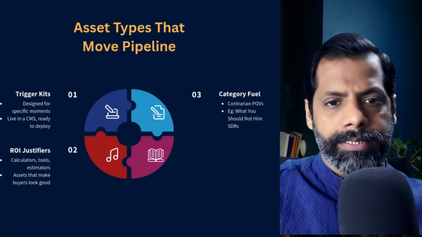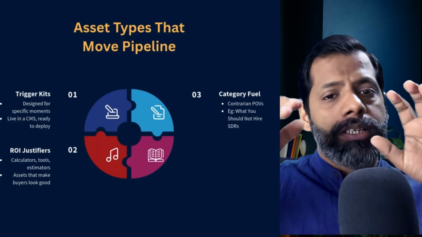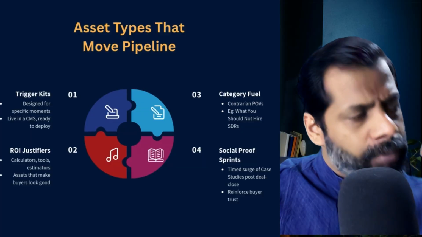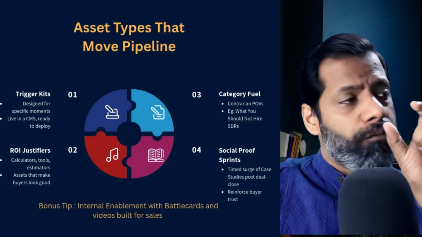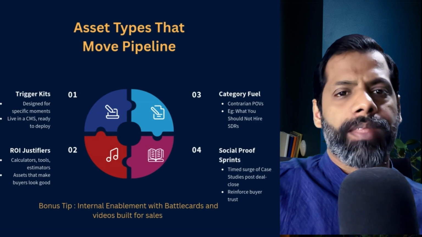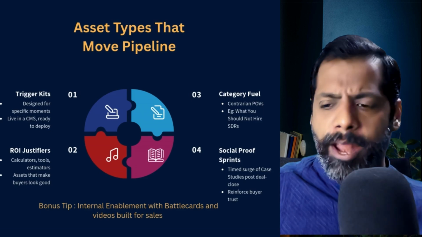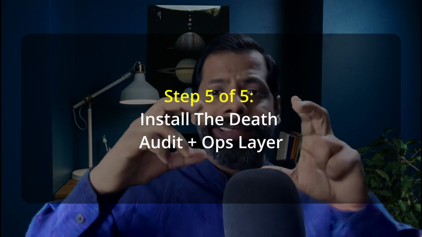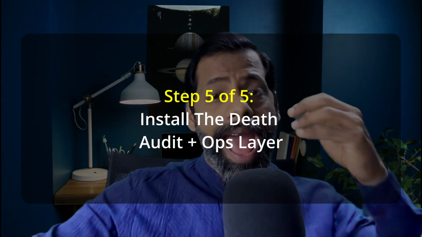Social proof sprints: timed releases of case studies post deal close. You want to reinforce buyer trust and fuel post-close references. And internal enablement: battle cards and Looms built for sales, not for show. You don't post for engagement, you post for conversion acceleration. And that brings us to the last step: installing the death audit and your operation layer.